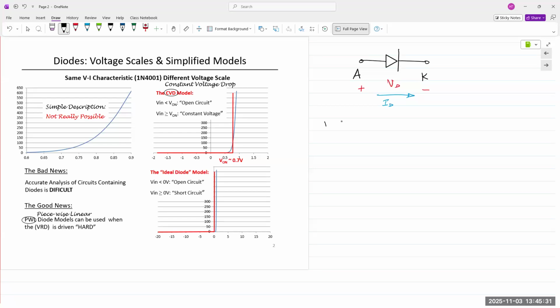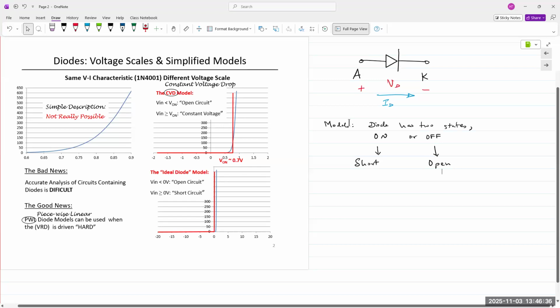In both models, we are going to say the diode has only two states. So like a switch that we saw in the last previous lecture, it's either on or off. When it's on, it behaves like a short circuit. When it's off, it behaves like an open circuit. So in this case, the model assumes that the diode is behaving exactly like an electrical switch. So again, if it's on, it behaves like a short. If it's off, it behaves like an open. You all with me so far?